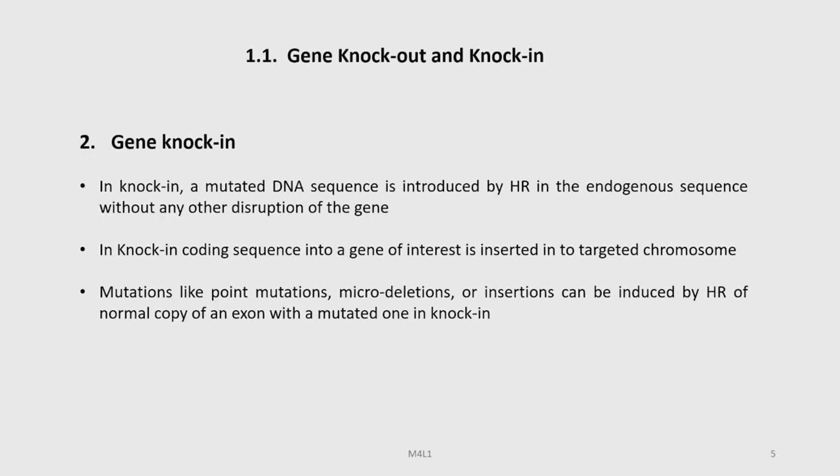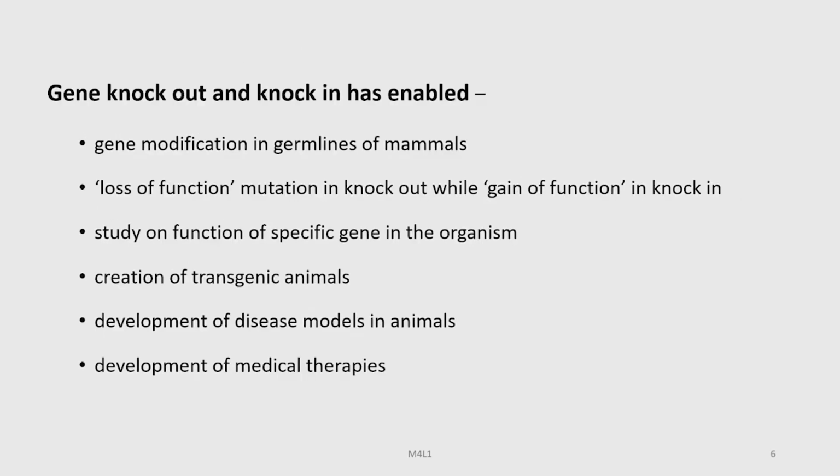On the other hand, in gene knock-in, a mutated DNA sequence or a foreign DNA sequence is introduced by homologous recombination in the endogenous sequence without any other disruption of the gene. In knock-in, a coding sequence of a gene of interest is inserted into targeted chromosomes. Mutations like point mutations, microdeletions or insertions can be introduced by homologous recombination of a normal copy of an exon with a mutated one in the knock-in procedure.